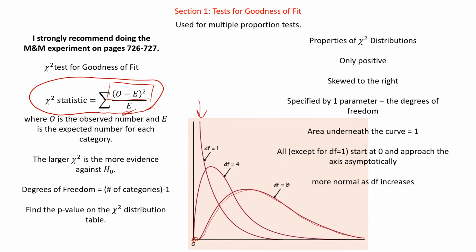It's still not normal. It's still skewed to the right, but it's less than, say, the degree of freedom equals 4. And the higher the degree of freedom, the more pulled over it'll be, and so the more normal it will be. Again, notice it's all positive. We have the axis here as opposed to in the middle. And yeah, that's it about there.